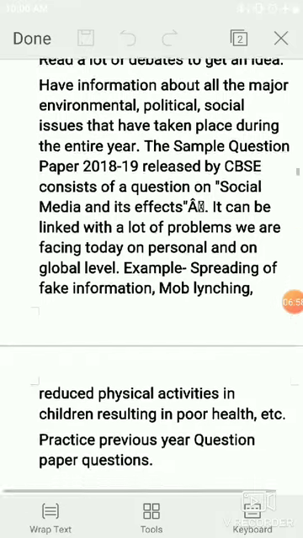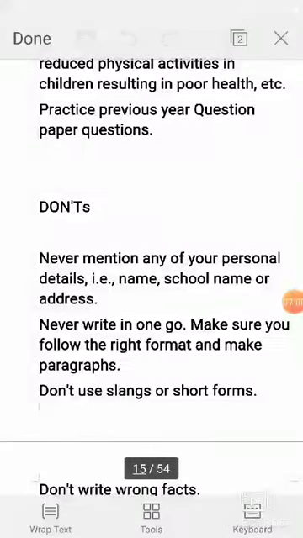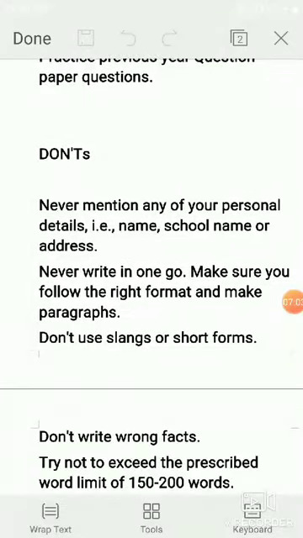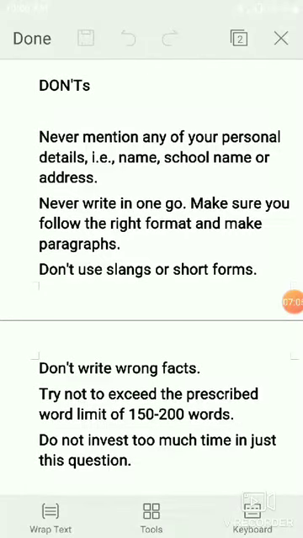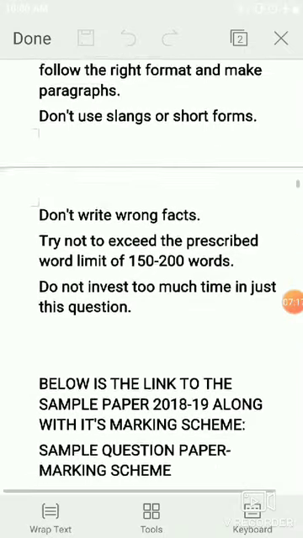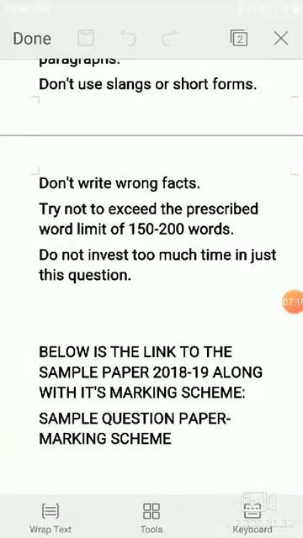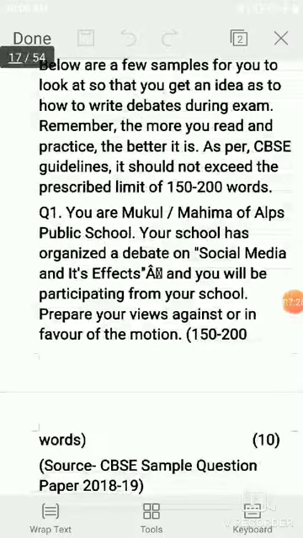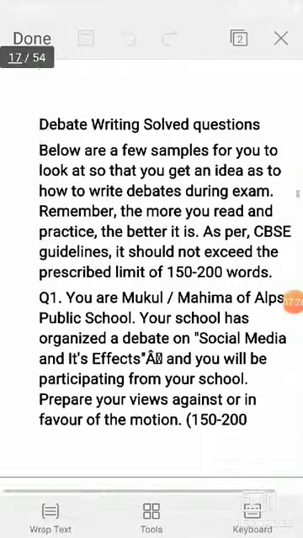So, first of all, we have studied what we have to do, and now what we don't have to do. Never mention any of your personal details, that is name, school and address. Never write in one go. Make sure you follow the right format and make paragraphs. Don't use slang or short forms. Try not to exceed the prescribed word limit of 150 to 200 words. So this is the total set of suggestions and instructions for all of you.